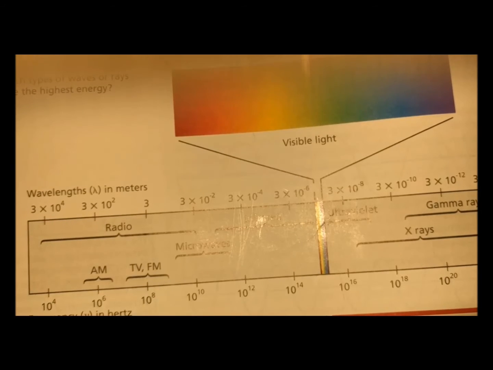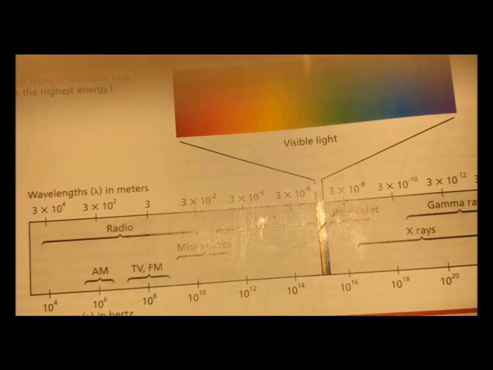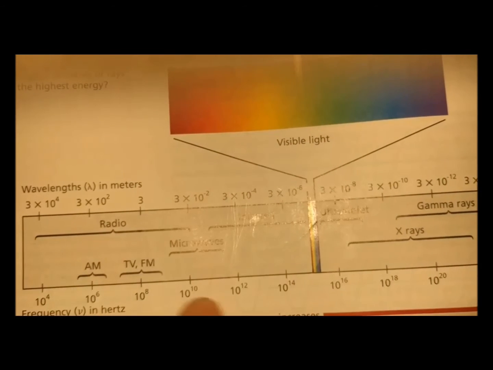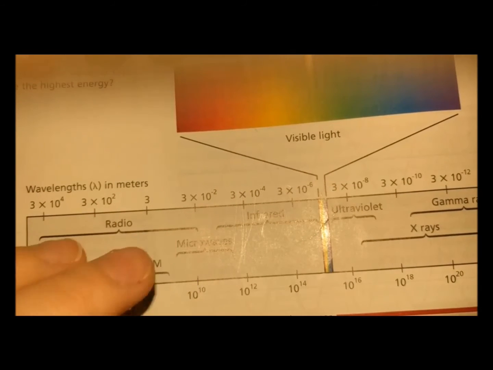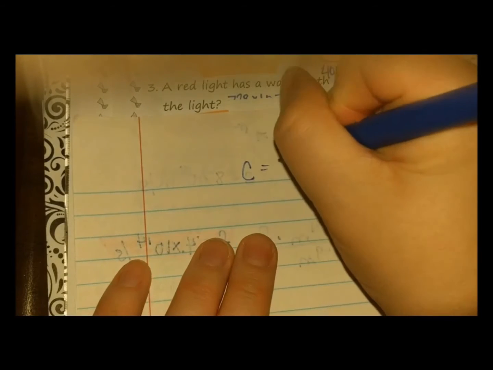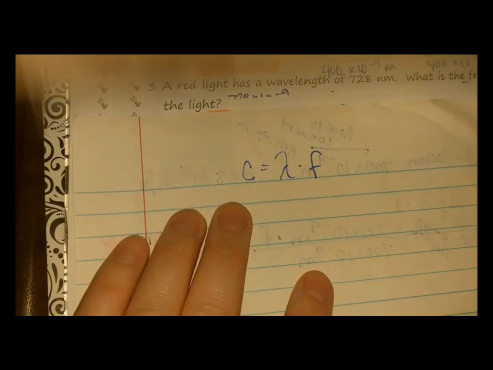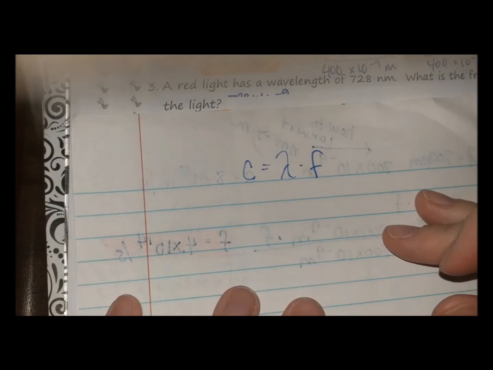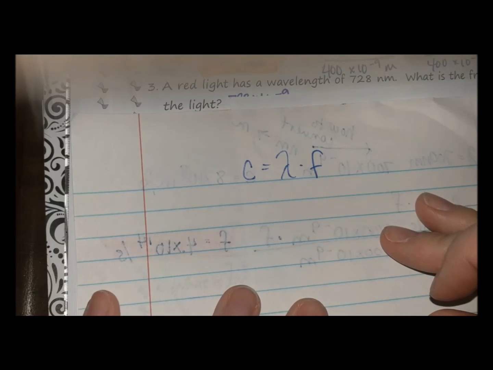And some of these questions are going to be asking you for the speed of light, and we know on average it's 3 times 10 to the 8th power, but we want to specifically look up the kind of light they give you. And that's what we're going to do in the next question. The next question, our equation, speed of light is wavelength times frequency. Let's do number 3. A red light has a wavelength of 728 nanometers. What is the frequency of the light?